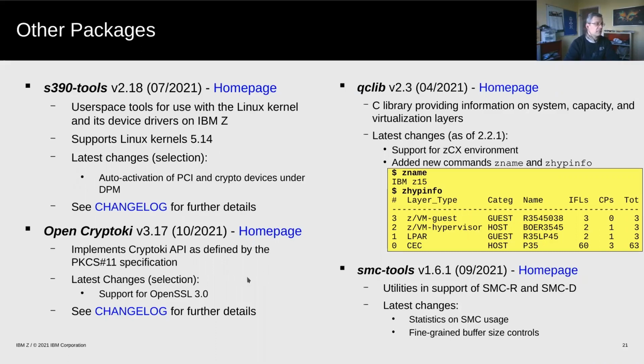OpenCryptoKey is continuously receiving updates, most recently support for OpenSSL version 3. QClib, the latest version has been out for a while. And prior to that, we had a version which introduced 2 end-user commands, which I guess not so many folks are aware of, but might come very handy.